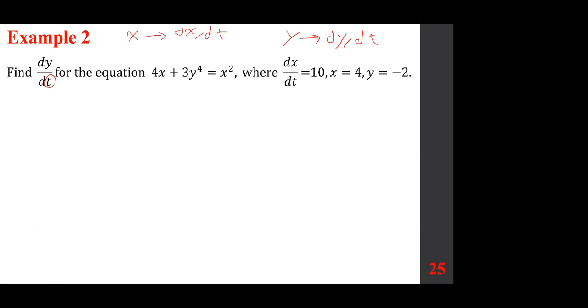And so the derivative of x is no longer 1. So having said that, let's do this term by term. 4x, remember x, dx dt, so 4 dx dt, plus 3 times 4, 12, y cubed dy dt, equals x squared. That gives us 2x dx dt.